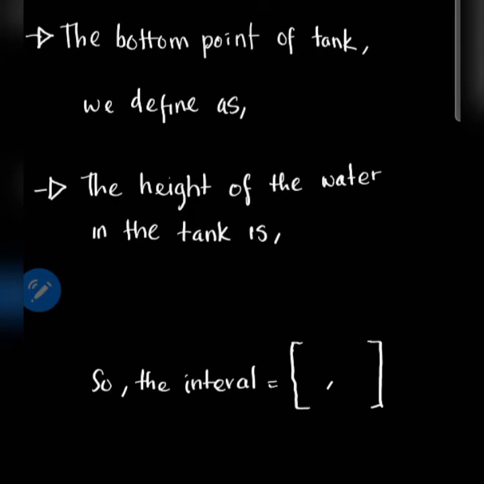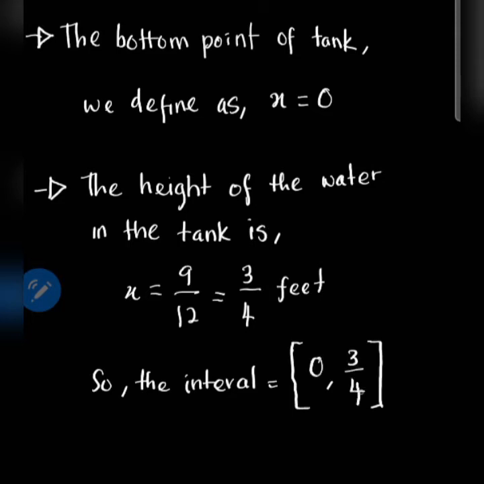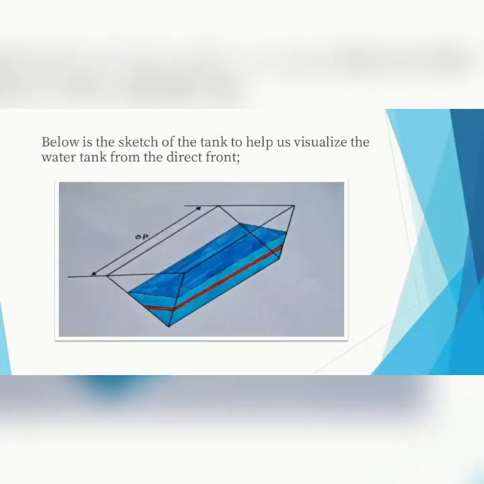The bottom point of the tank we define as x equal to 0. The height of the water in the tank is x equal to 9/12. Then we simplify, we get 3/4 feet. So the interval will become 0 to 3/4. Below is the sketch of the tank to help us visualize the water tank from the direct front.